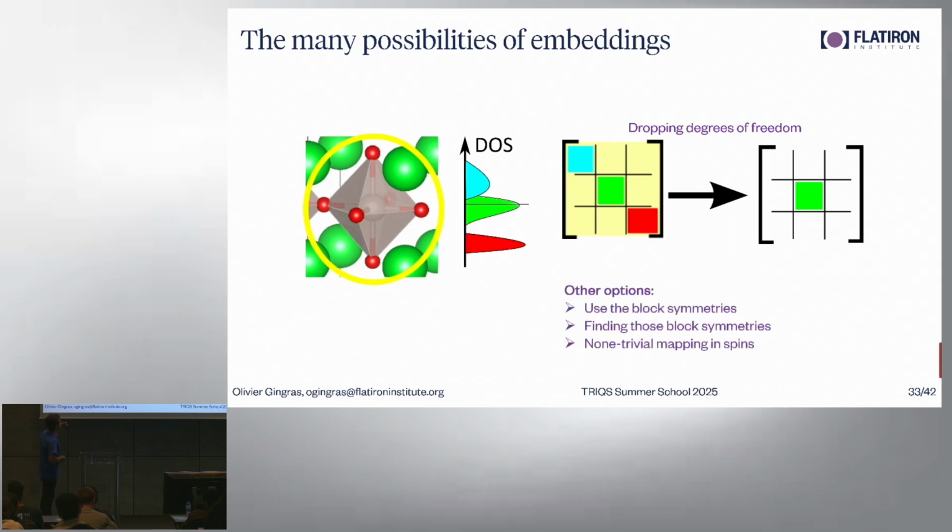So there are other types of embedding you can do. One of them is, you can use the block symmetries of your local Hamiltonian, which can be found automatically with Modest.